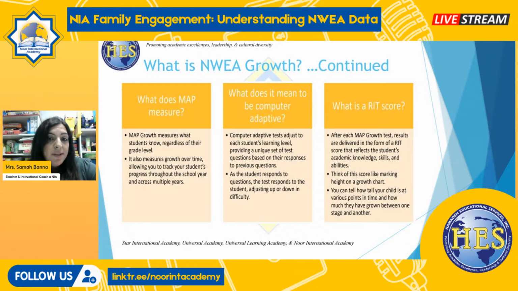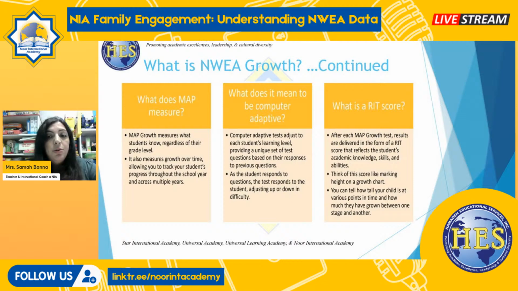Computer adaptive just means that it adjusts to the student's learning level, like I've explained. It's got a unique set of test questions. So if I'm testing a third grade class, not every student is going to have the same kind of questions. The questions are changed and tweaked to meet your child's level. As the student responds to the questions, the test responds to the student. So it adjusts up or down in difficulty.